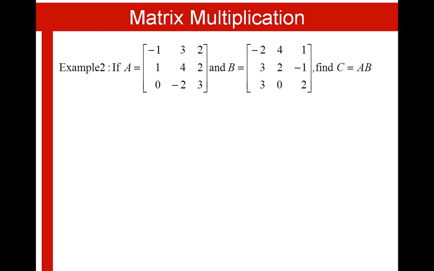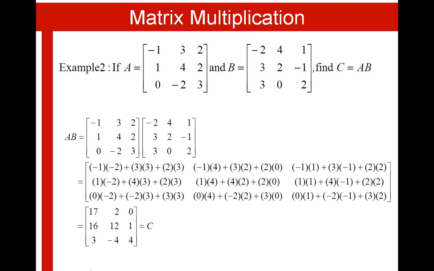Another example for matrix multiplication is if the matrices A and B are both 3 by 3 matrices. Then the matrix C, which is the product of the two, is obtained as follows. We have matrix A on the left, matrix B on the right, and in order to multiply the two together, we start off by taking the first row, multiplying it times the first column, then the first row by the second column, then the first row by the third column.